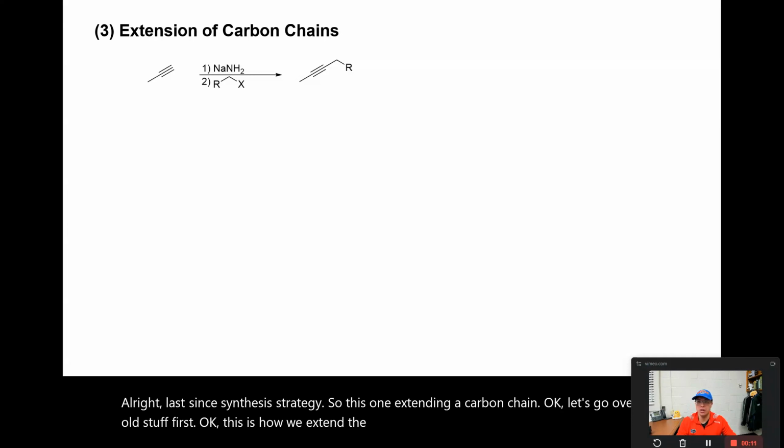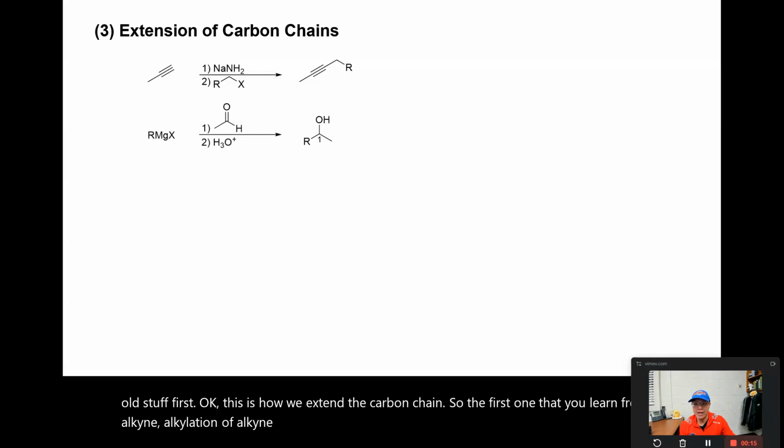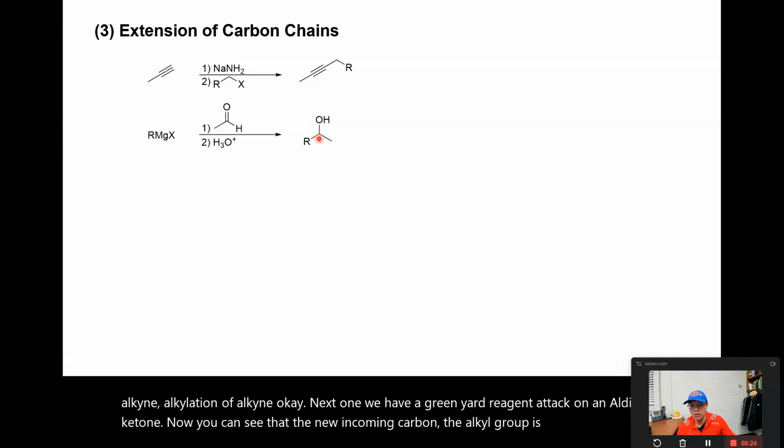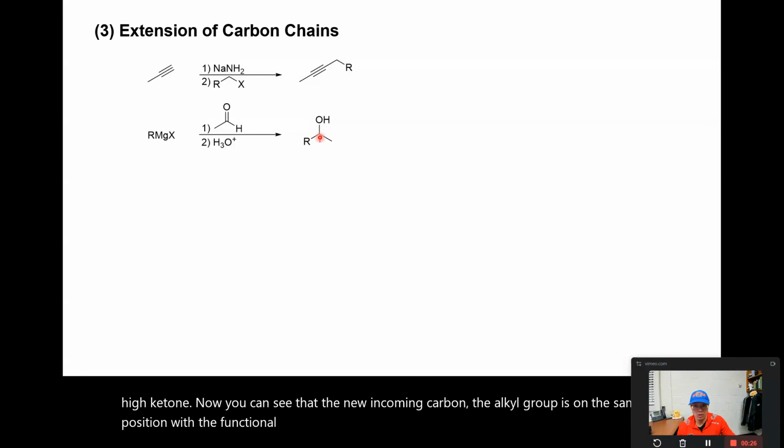So the first one that you learn is from alkyne, alkylation of alkyne. Okay, next one we have a Grignard reagent attack on an aldehyde or ketone. Now you can see that the new incoming carbon, the alkyl group, is on the same position as the functional group, same position on carbon 1.